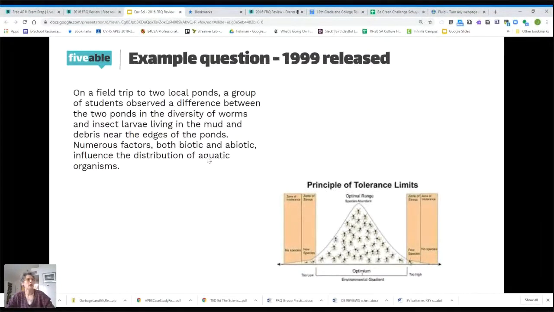All right. On a field trip of 2 local ponds, this is a 1999 released item that you can look up. On a field trip to 2 local ponds, a group of students observed a difference between the 2 ponds in the diversity of worms and insect larvae living in the mud and debris. Okay, I'm going to look at it, Tanya, because I think getting feedback is really the key to improving. That's good. It's good that it's long. No, okay, well, we all start somewhere.